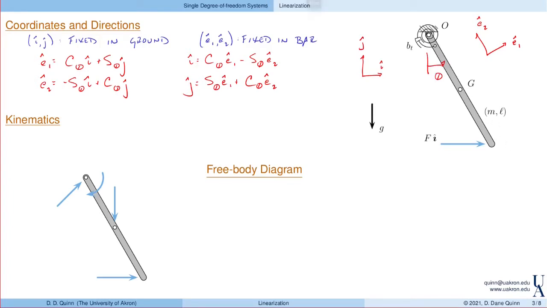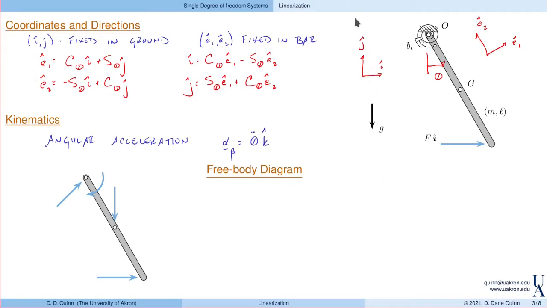Our next step is kinematics. So we'd like to describe the motion in terms of these coordinates and directions that we just identified. And in particular, the angular acceleration of the bar is alpha, again of the bar, theta double dot in the k direction.